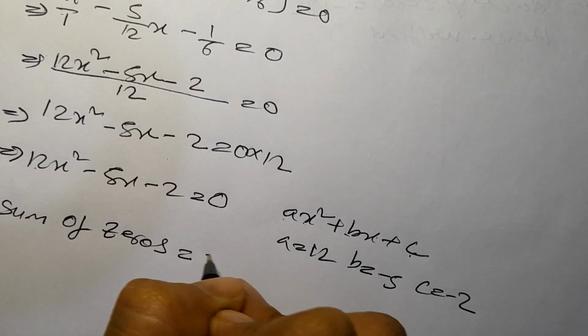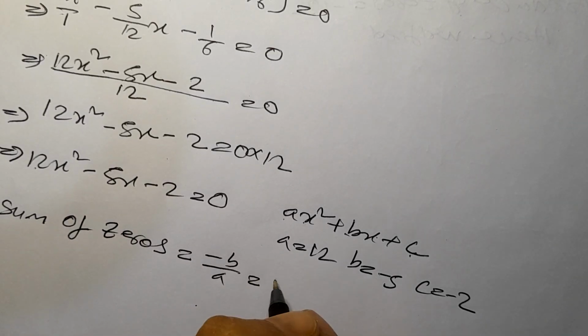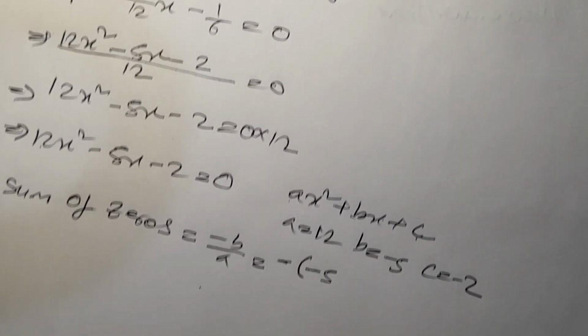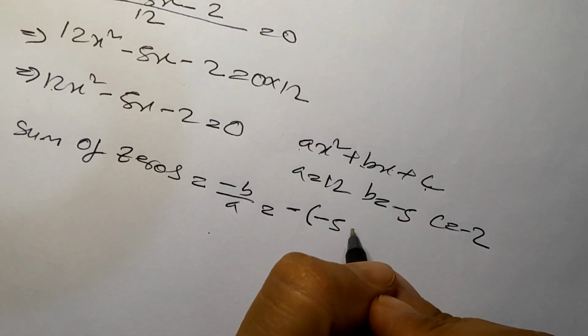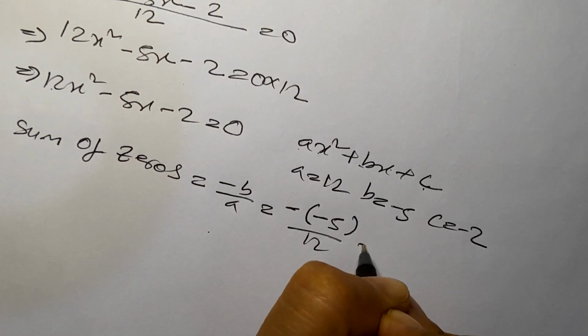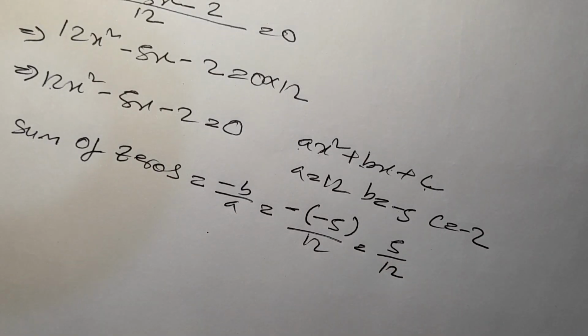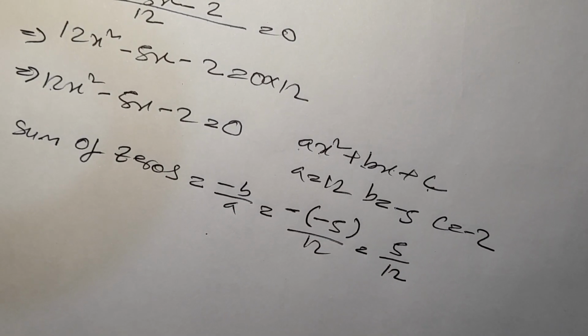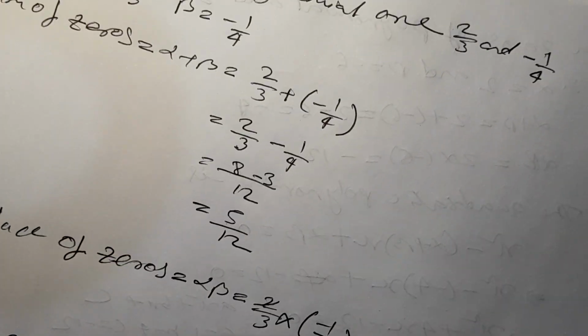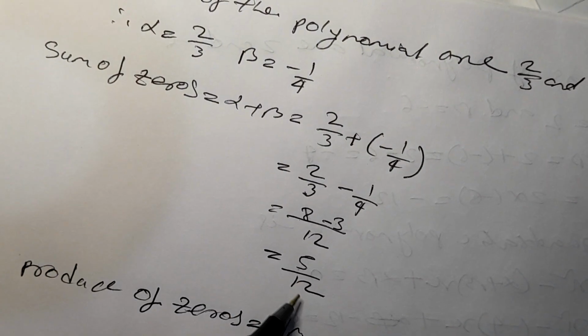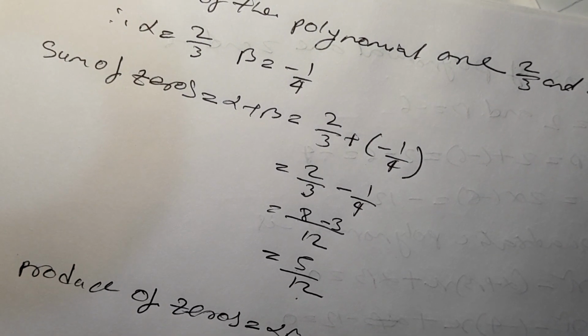Now the sum of zeros will be minus b by a. From the formula, minus of b, b is minus 5, divided by a, which is 12. So minus into minus 5 by 12. We got the sum of zeros as 5 by 12. In the previous also we solved it and got 5 by 12. So this is the sum of zeros, 5 by 12. Here also 5 by 12, here also 5 by 12.